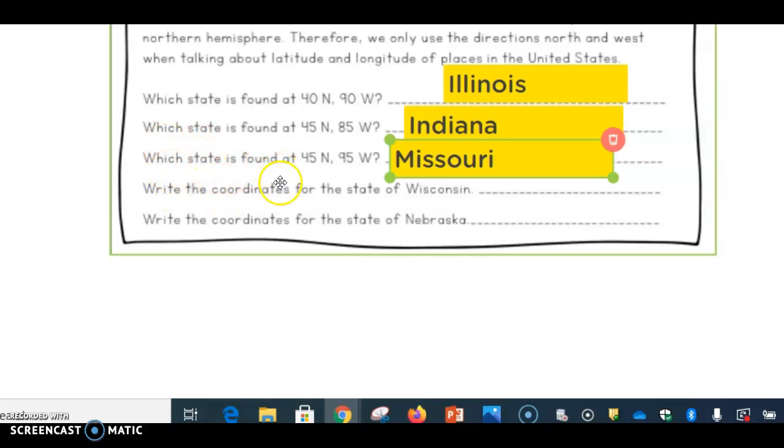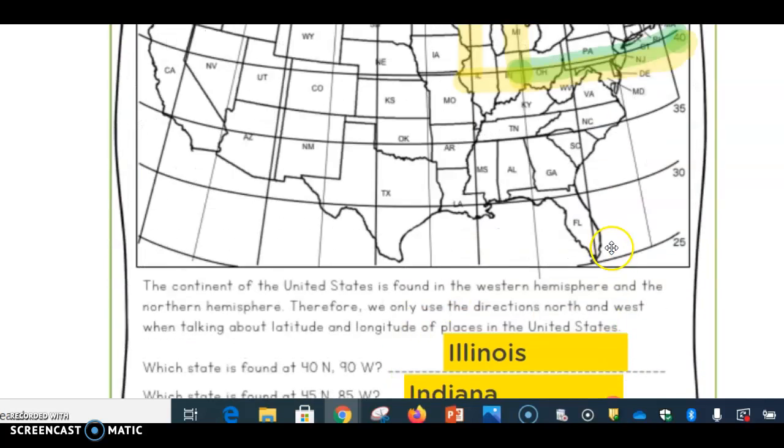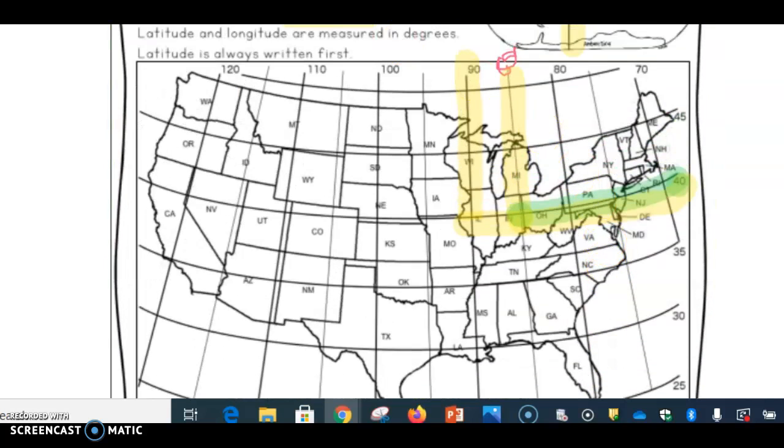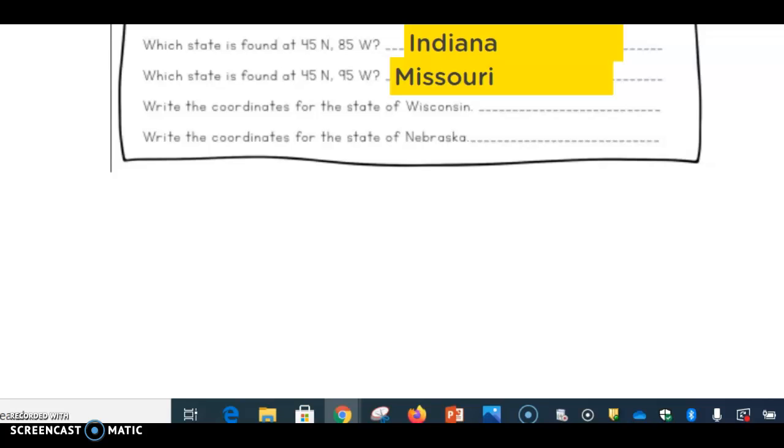Now we need to write out the coordinates for the state of Wisconsin. So let's find where Wisconsin is. Wisconsin is right here. And it looks like it is 90 degrees north and 45 degrees west. 90 degrees north and 45 degrees west.